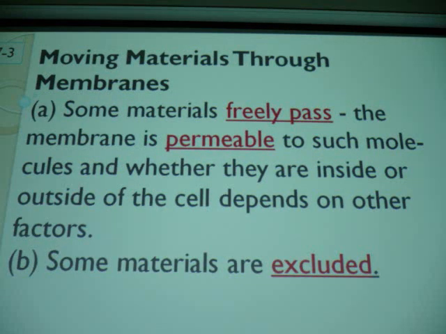All right. Some materials can just pass right on through, like air through a screen door. There's no problem at all. And some things, like flies and butterflies and bees, hopefully cannot pass through the screen door. Same thing here. Some things can go through, and some things cannot go through. That's what you mean by excluded. On a screen door, the flies, you hope, are excluded. Okay?